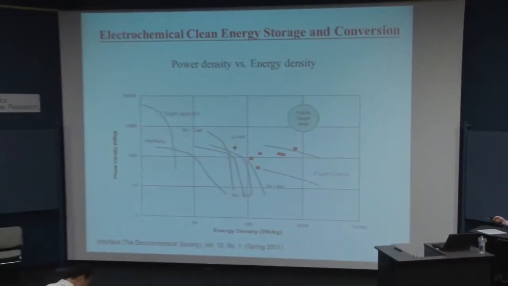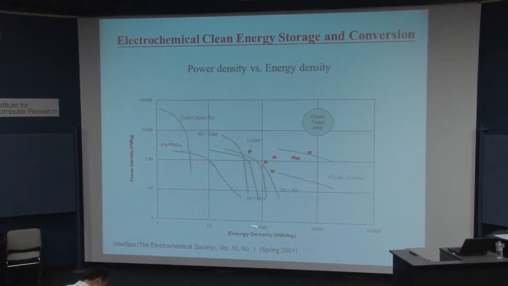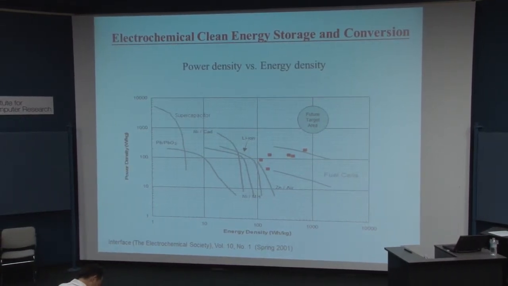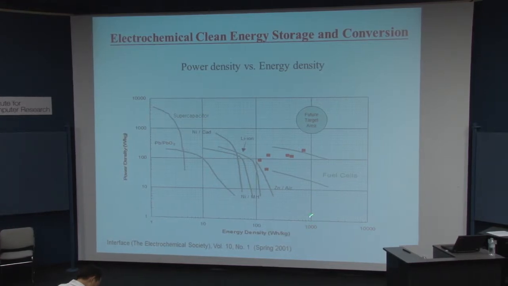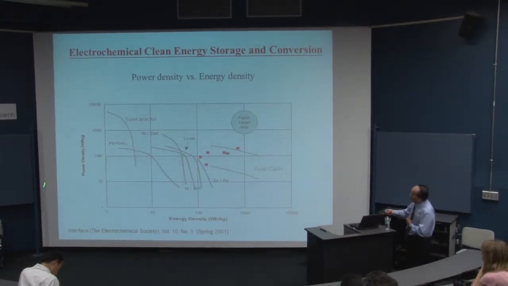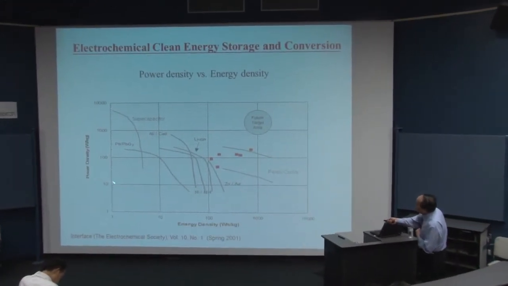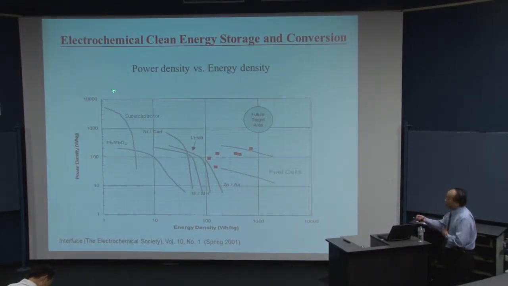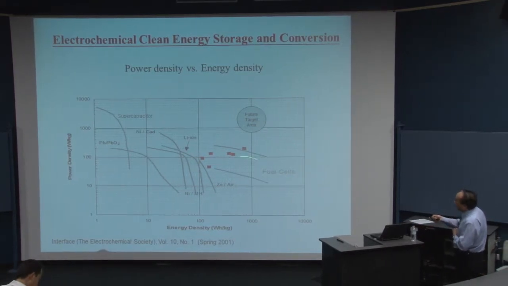In electrochemical clean energy storage and conversion, there is a famous figure called the Ragone plot: power density versus energy density. For some electrochemical devices, for example the fuel cell, they have 1,000 watt-hours per kilogram energy density, and the power density is around 100, something like this. The supercapacitor has high power density but low energy density, right? The lithium-ion battery is in the middle. But you see the fuel cell is good, right? In terms of both power density and energy density, it is very good.